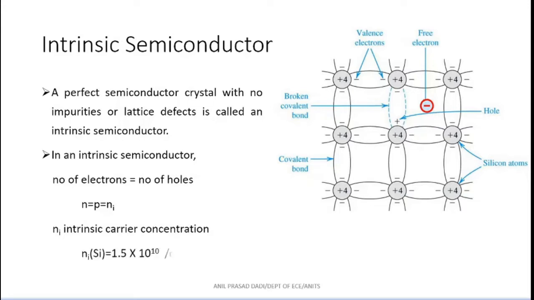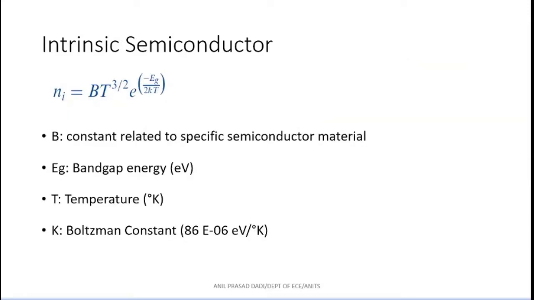And what is the value of Ni in the case of silicon? 1.5 into 10 to the power of 10 per centimeter cube. And how do I get this number for a particular silicon? This is given by a formula like B, some constant, into T power 3 by 2 into e power minus Eg by 2kT. So B is a constant.